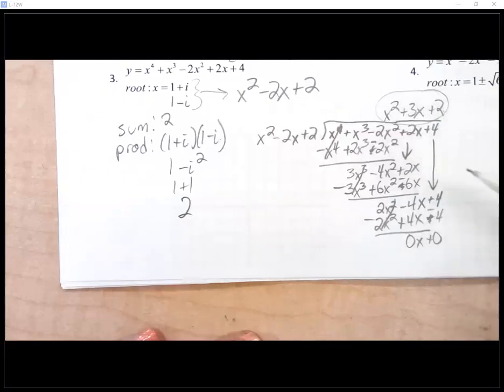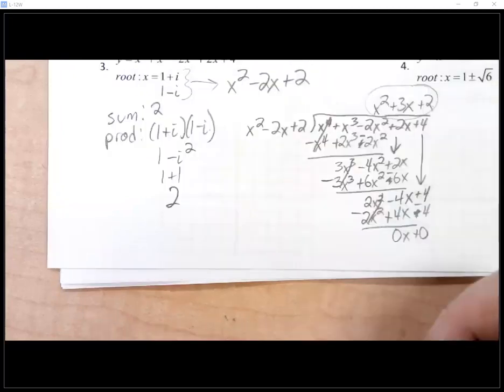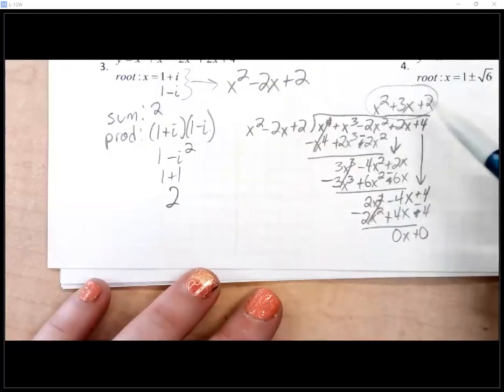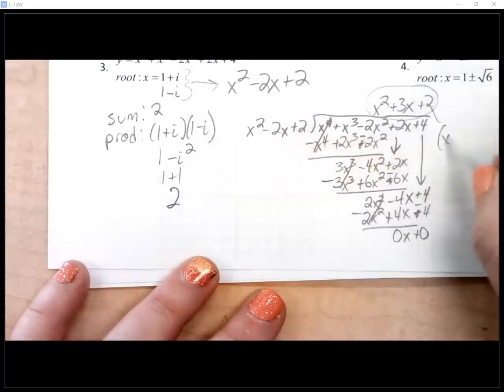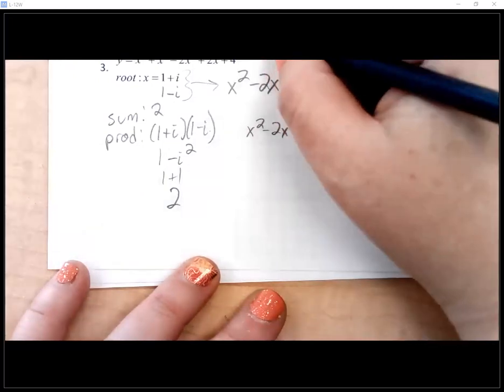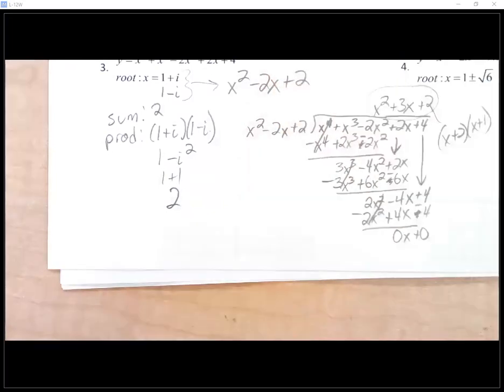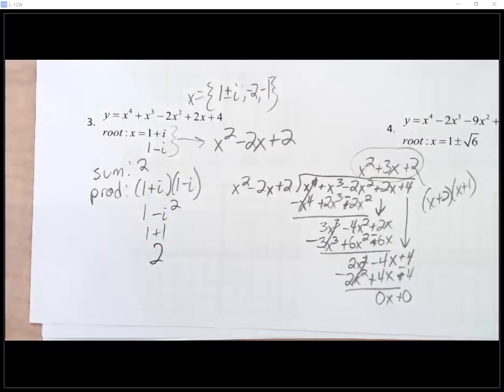If it didn't, I'd have to do quad formula or completing the square. But there are factors of 2 that add up to be 3. Aren't they just x plus 2, x plus 1? So that means my other two roots are -2 and -1. There they are. Now I have all 4.